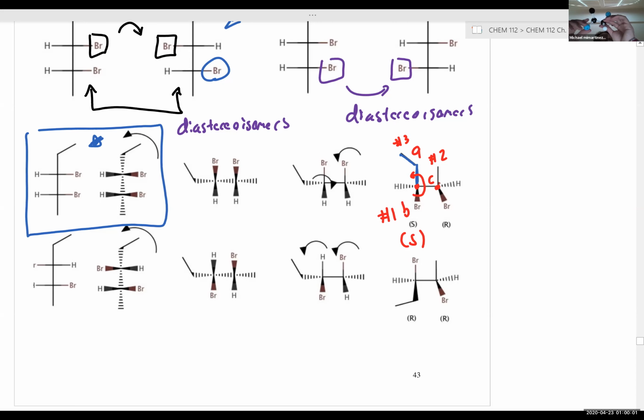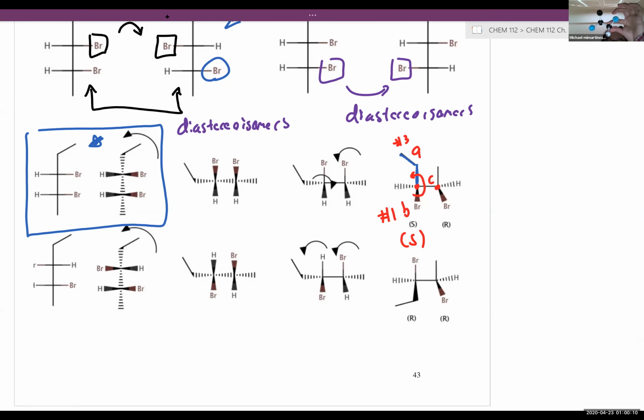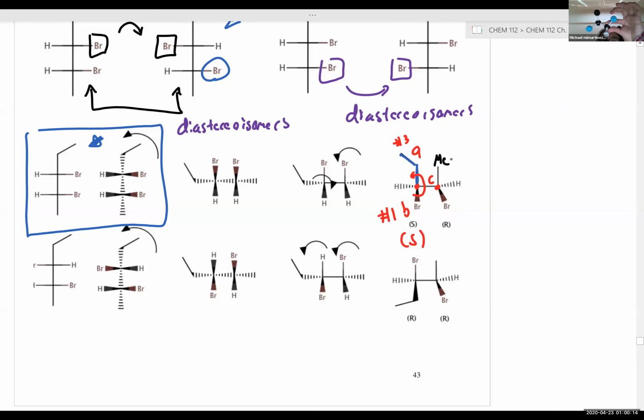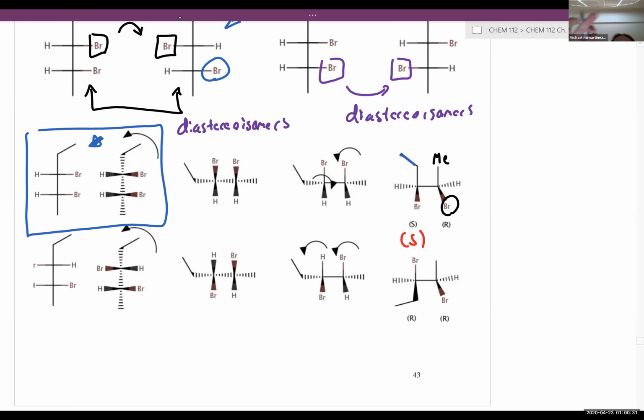And I'm going to shift the view a little bit so that we match our model kit with our structure drawn. So in this case, we have our methyl on top. Yep. We have our bromine on the right, and we have our alkyl chain on the left. Now, all we have to do is repeat this process of assigning priority. So let's assign priority now.